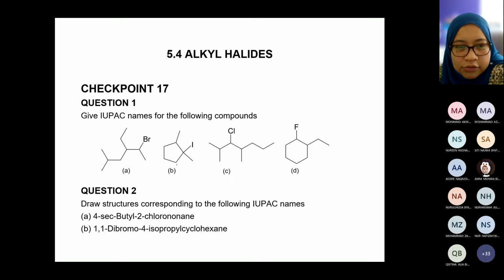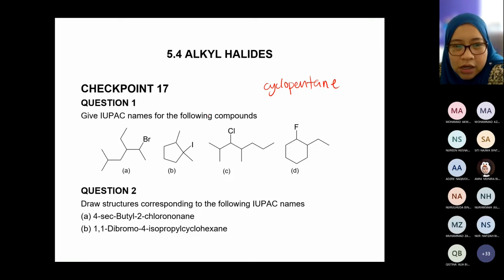Wah, okay, so identify the longest parent chain. So, obviously, we have cycloalkene here. So, 1, 2, 3, 4, 5. You don't forget the cyclo. Nak tulis kat mana ni? Cyclo. Okay, ada berapa? 5 kan? Ada 5 carbon. So, it should be cyclopentane.